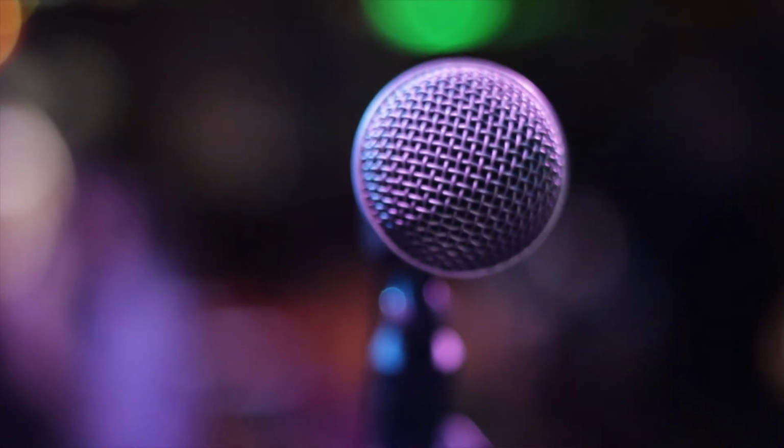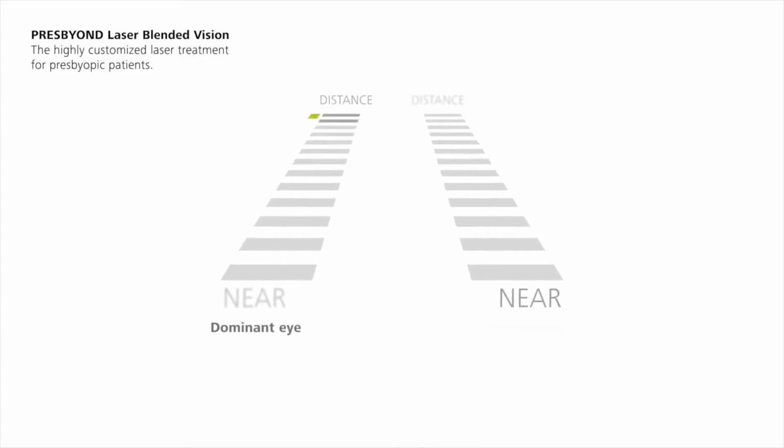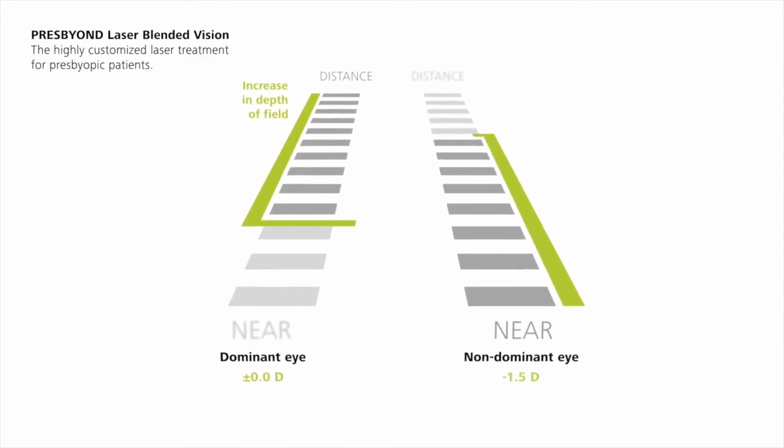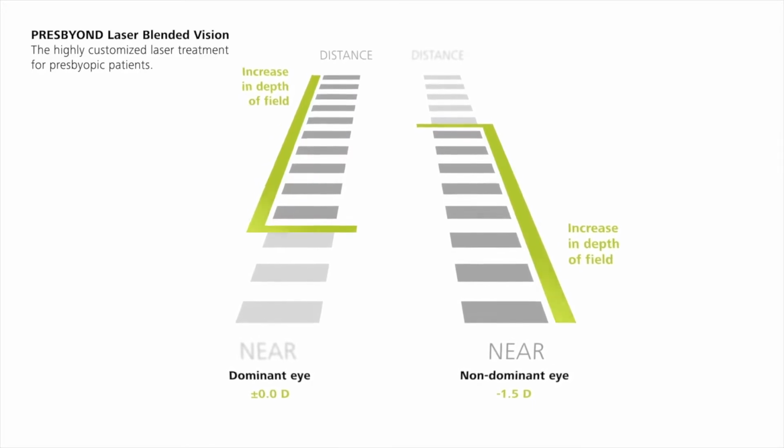Presbyopia is related to age, when we start losing accommodation of our crystalline lens. We can't focus close anymore, so we would need reading glasses to help us to correct that. Nowadays we have two solutions to correct this problem. We can correct it with laser by using the Presbyond laser blended vision correction. We correct the dominant eye for far and the non-dominant eye for close. The brain, which is the processor, then will analyze this type of vision and you'll see clearly both far and close.